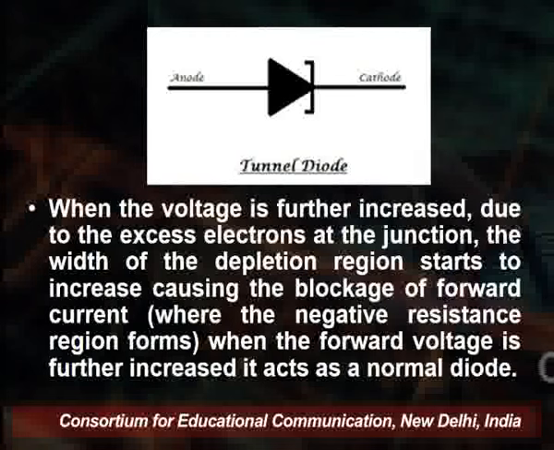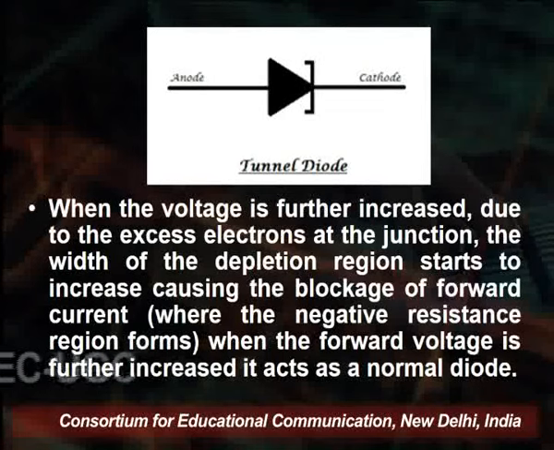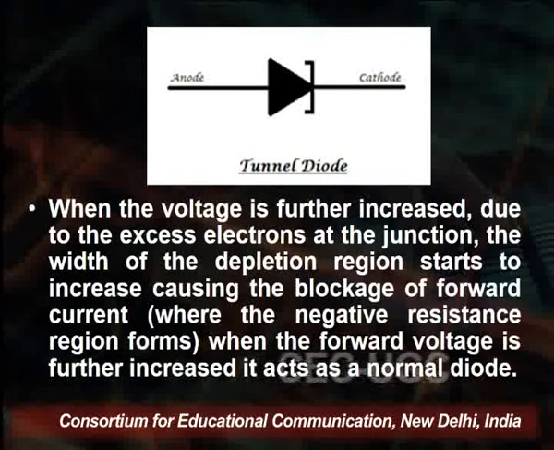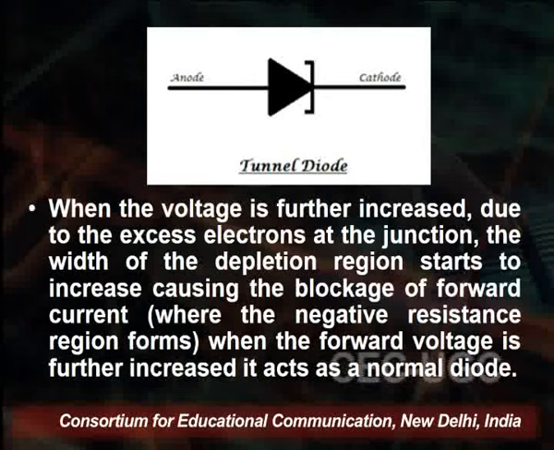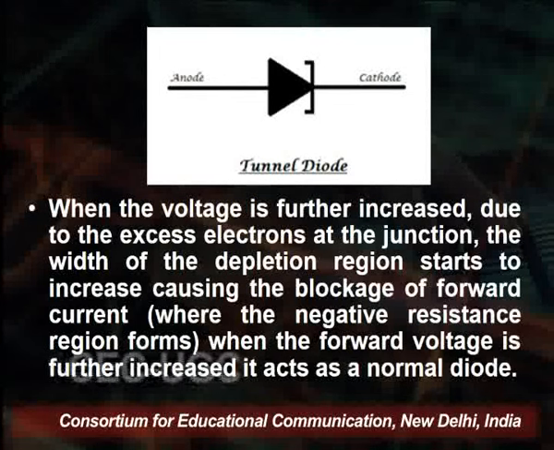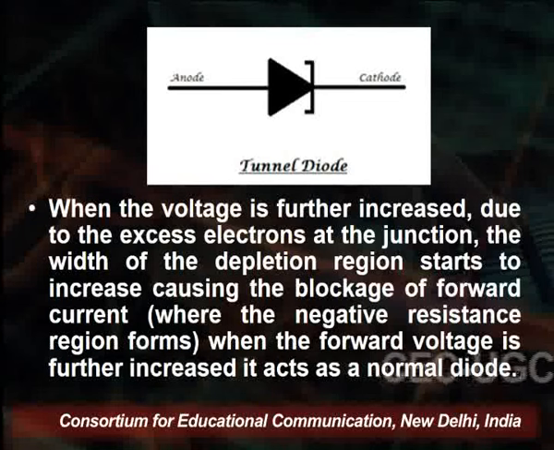So it is very simple because it is working in forward bias, so the depletion layer width is narrow. When the voltage is further increased, due to the excess of electrons in the junction, the width of the depletion region starts to increase, causing blockage of the forward current, whereby the negative resistance region is formed. When the forward bias is further increased, it acts as a normal diode. So this is a tunnel diode. The symbol is like this.